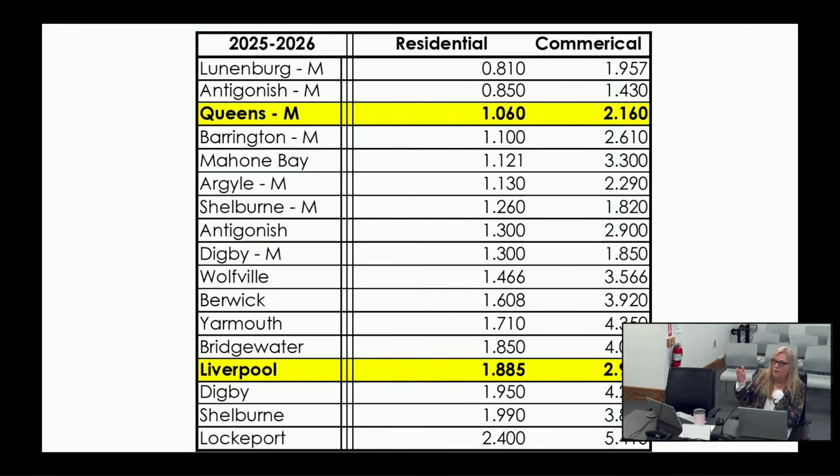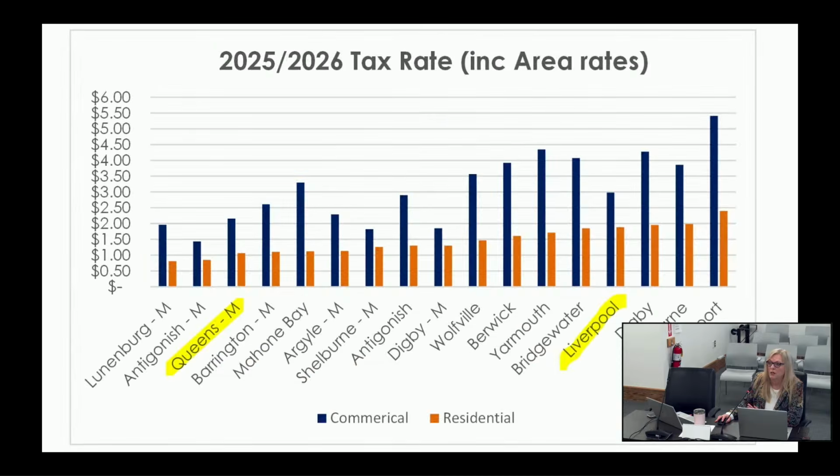For 25-26, you can see Queens is number 3. We have the 3rd lowest in the units that are listed there that we used as comparators. These are the ones that we, as finance, collect. We don't collect any outside of this. If you want us to do a province-wide search, we can, but this is what we've been doing, and we've only been doing it since 2022. So I graphed what was on the previous slide into a bar graph for your reading pleasure. And again, at the top I say includes area rates.